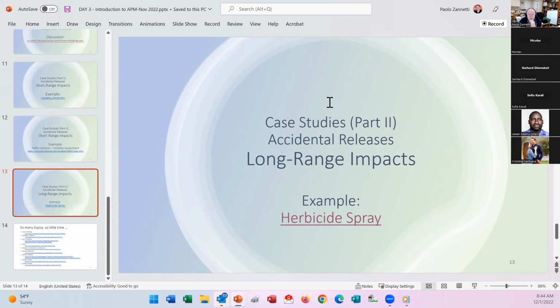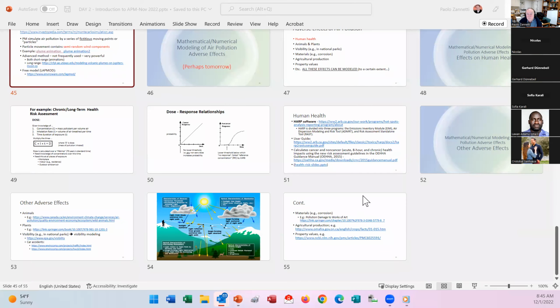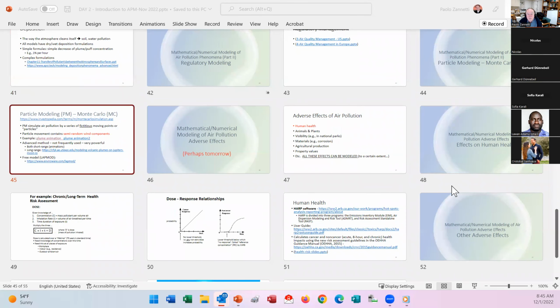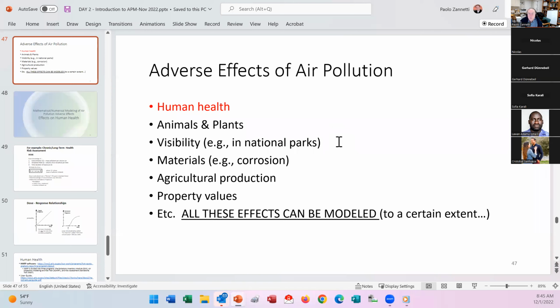So we have time to go back to some material that I skipped yesterday. We are going to finish at 9:20, so we have quite an amount of time. So day 2, I think we stopped here, talking about adverse effects of air pollution.